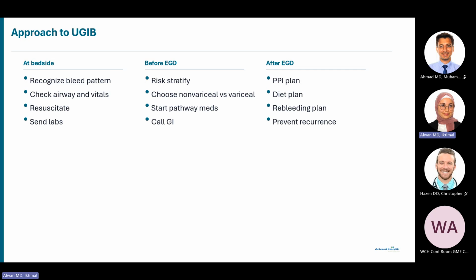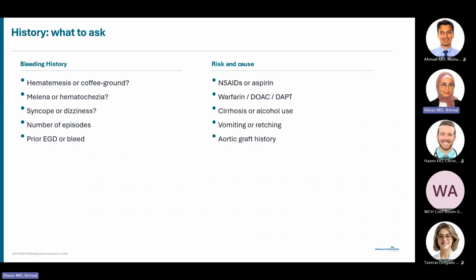Good, because you're thinking peptic ulcer, right? Aortic surgery, right? That's one of the most important things. NSAIDs, history of H. pylori, prior history of GI bleeding, prior EGD or colonoscopy.